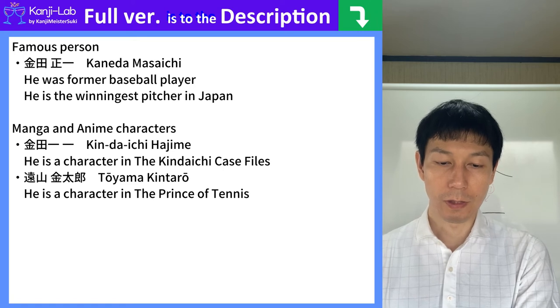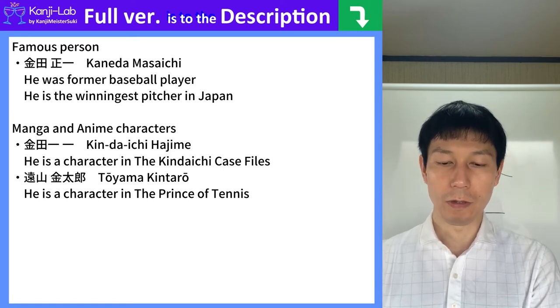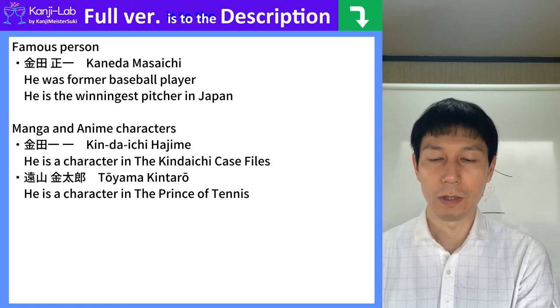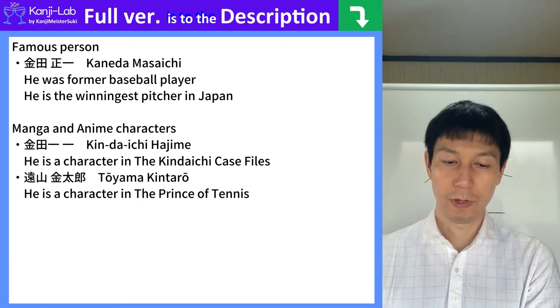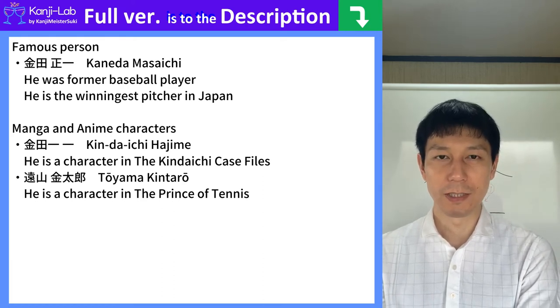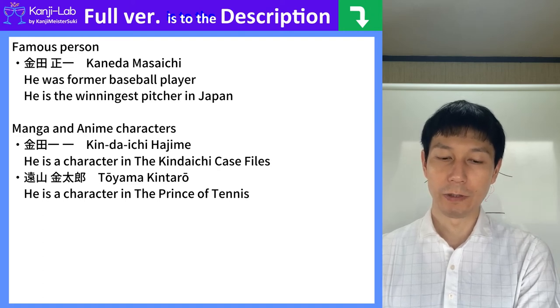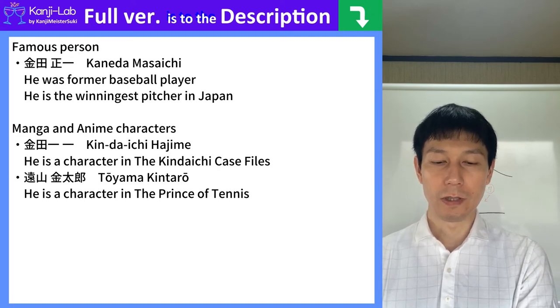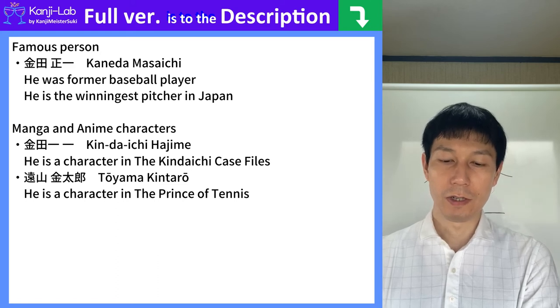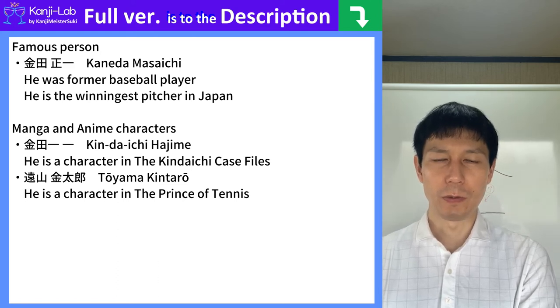Next, I will introduce Japanese celebrities who use the kanji kin. Kaneda Masaichi. He was a former baseball player, and he's the winningest pitcher in Japanese professional baseball.